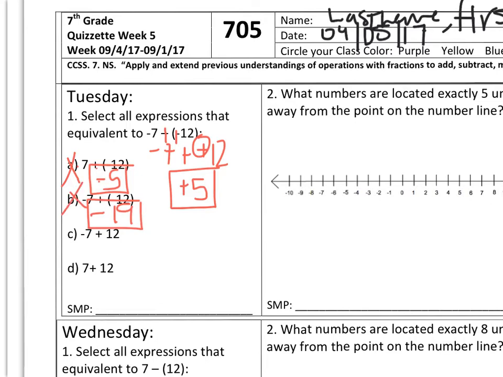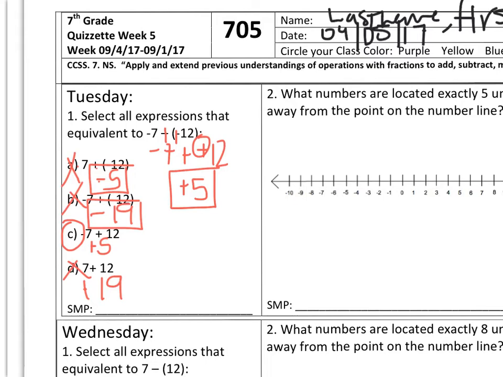Now let's look at C. -7 plus 12. Those are different signs, subtract. So 12 minus 7 is 5. Keep the sign of the bigger number. The bigger number is 12 and it's positive. Therefore, this is +5. Is +5 equal to +5? Yes, it is. So that is one equivalent expression. And let's look at the last one. 7 plus 12. Oh, that's just 19. Sorry, guys. I don't know if you heard that noise in the background. So that's +19, and that is not equal to +5. Therefore, our only equivalent expression is C.